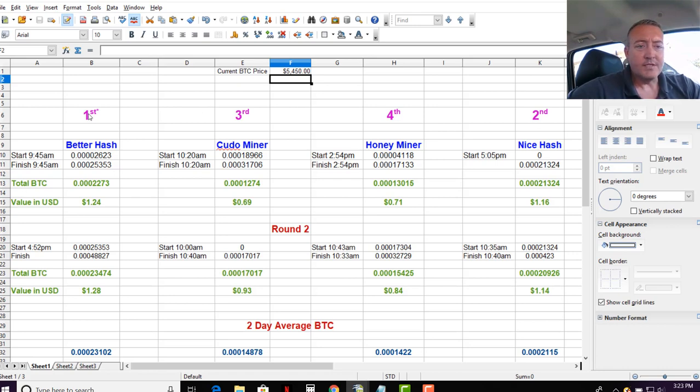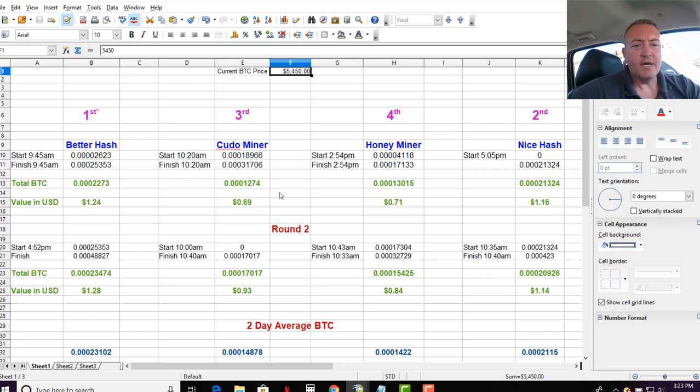As you can see, first place was BetterHash. The first 24 hours did 22,730 Satoshis. The next 24-hour span was 23,474 Satoshis. Second place, NiceHash, pretty close, 21,324 Satoshis, and the next time was 20,926 Satoshis. So I put these little dollar values in here. That doesn't really matter. People really want to focus on the Satoshis or Bitcoin. But here is the current Bitcoin price as of making this video.